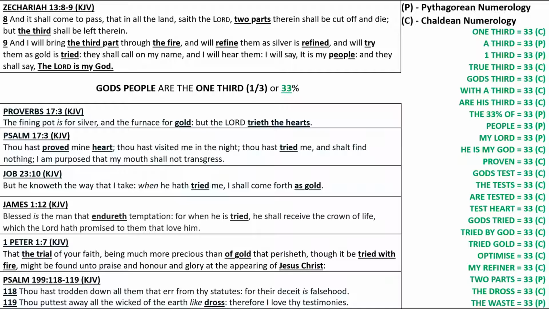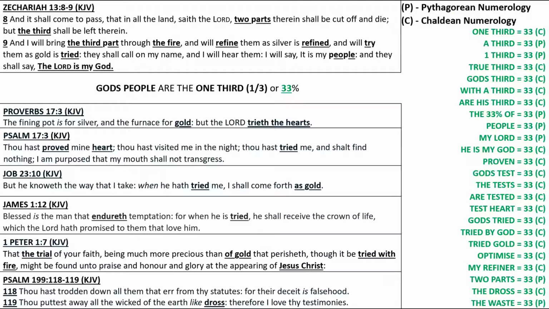These two verses act as the basis for the connection between significant words and phrases relating to the Bible and the number 33 of Pythagorean and Chaldean numerology. Some of these words are listed, such as one third, a third, true third, God's third, with a third, are his third, the 33% of, people, and many more, all equal 33, in either Pythagorean, denoted with a P, or Chaldean, denoted with a C.